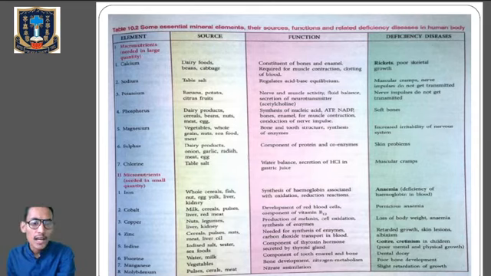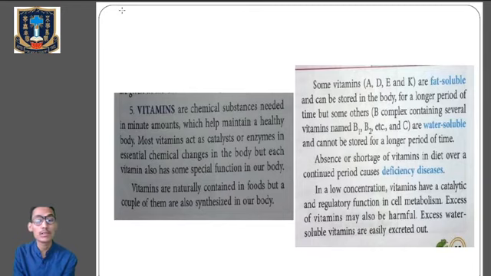Absence or shortage of vitamins in the diet over a continued period causes deficiency diseases. In low concentrations, vitamins have catalytic and regulatory functions in cell metabolism. Excess of vitamins may also be harmful. Excess water-soluble vitamins are easily excreted out. So the most important thing here is to remember the fat-soluble vitamins and the water-soluble vitamins and the differences. Fat-soluble vitamins can be easily stored in the body, whereas water-soluble vitamins cannot be stored for a longer period of time.